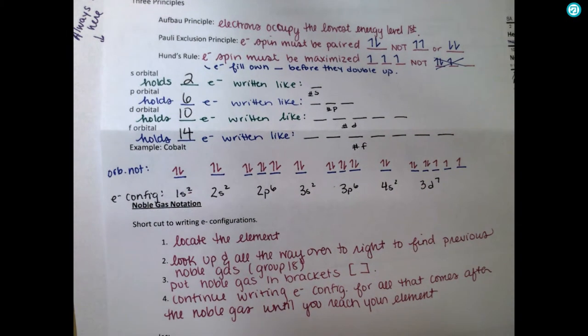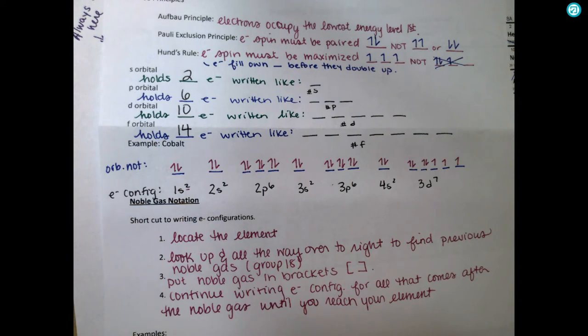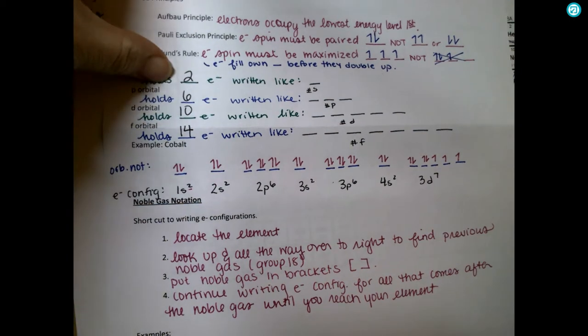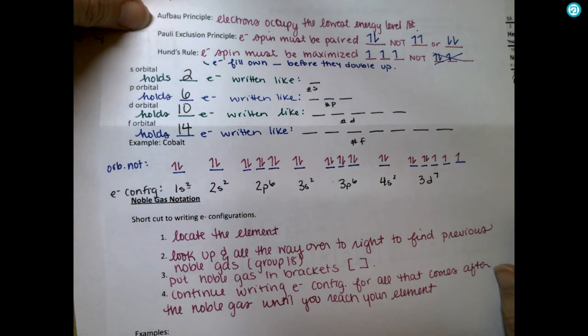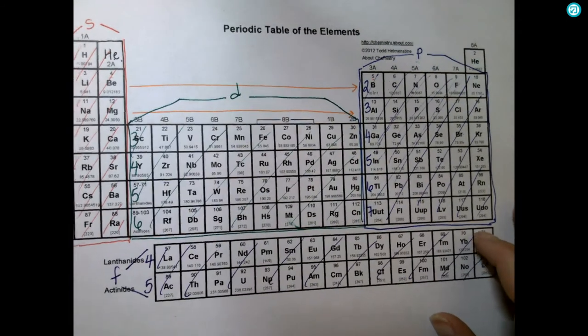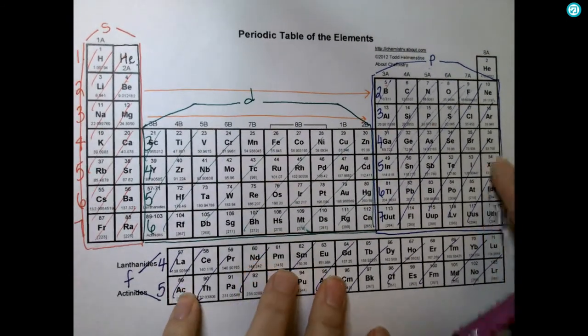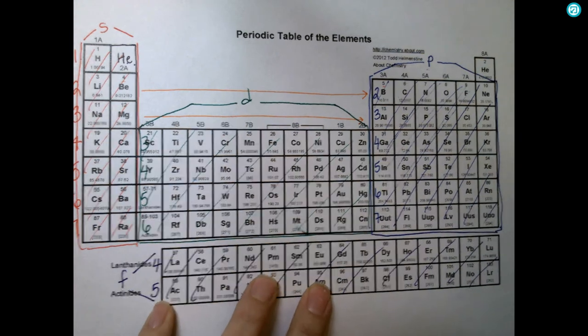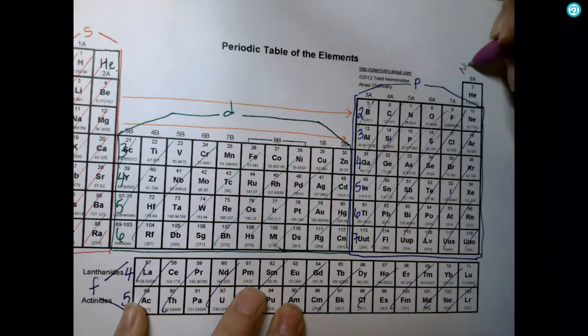Now at this point, you're probably going, Missy, oh my gosh, please tell me there's a shortcut, and you're in luck. There is a shortcut. We call it noble gas notation because we use the noble gases, which are elements in group 18, to help us shorten up what has to be written. So on the periodic table, these elements here in this last column are your noble gases.